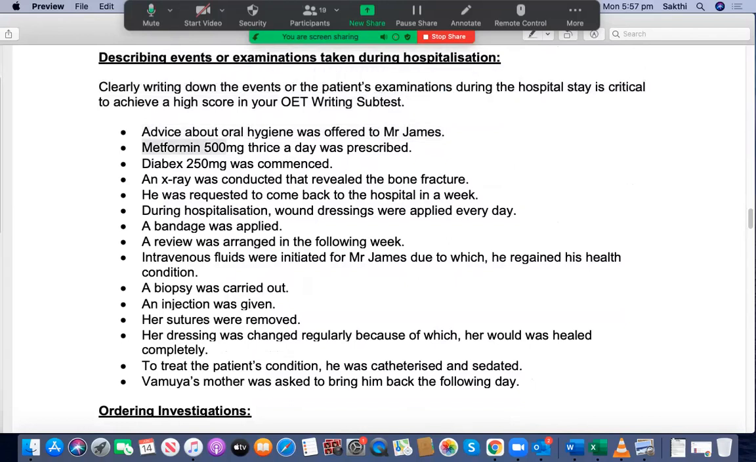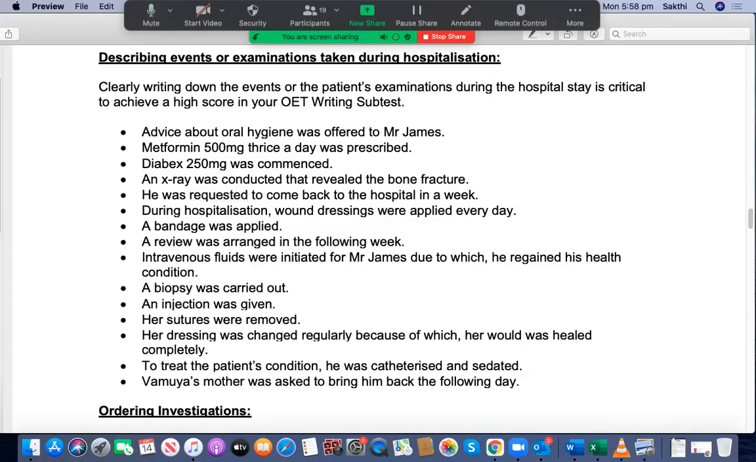Metformin 500 mg thrice a day was prescribed. Diabex 250 mg was commenced. An X-ray was conducted that revealed the bone fracture. He was requested to come back to the hospital in a week. It's always recommended to use polite phrases, "requested", instead of saying "he was asked to come back". "Requested" is more formal than "asked". So try to use as many formal phrases as possible, to make your letter sound like a formal letter.